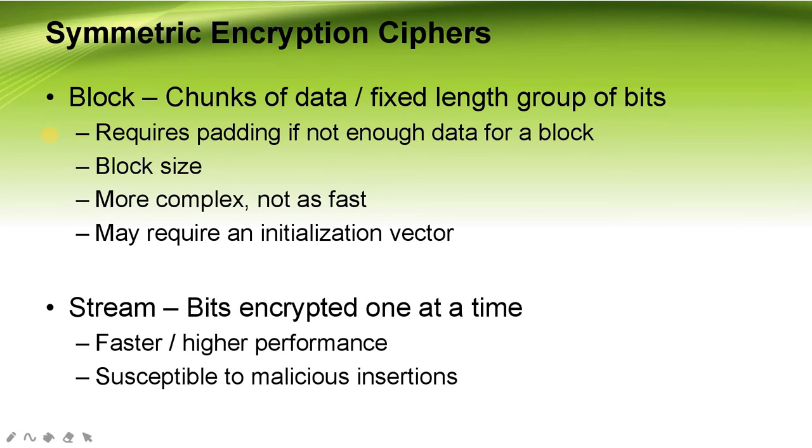Symmetric encryption ciphers are block and stream. So block versus stream. When encryption operations are performed on data, there are two primary modes of operation: block and stream.